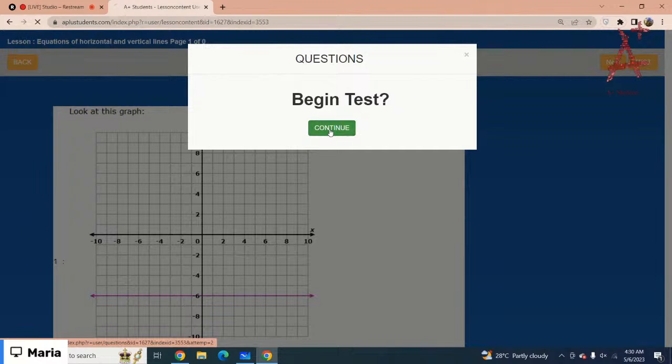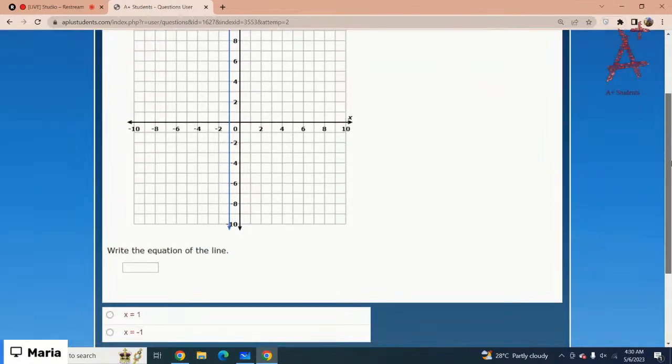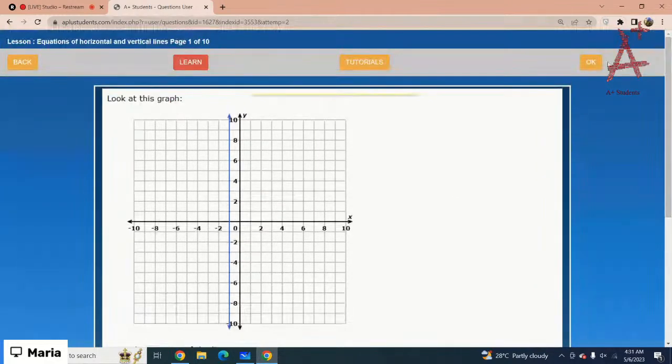Okay, look at this graph. Write the equation of the line. You can see the line is parallel to the y-axis. Got it? But the point here is on the x-axis. It would be -1. So the equation of the line would be x equals -1. Got it? The correct option is x equals -1.